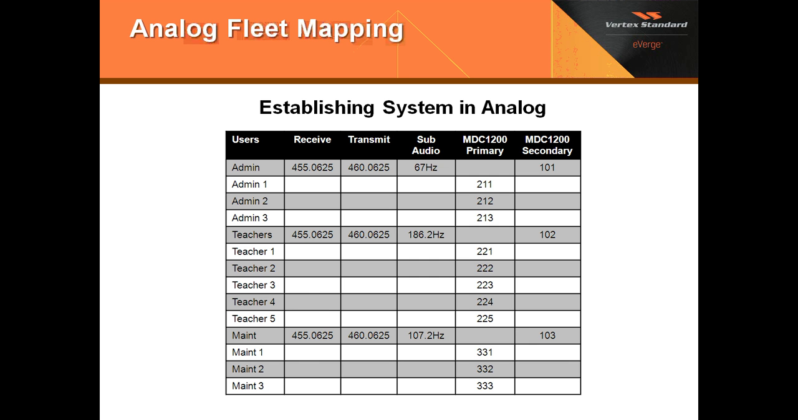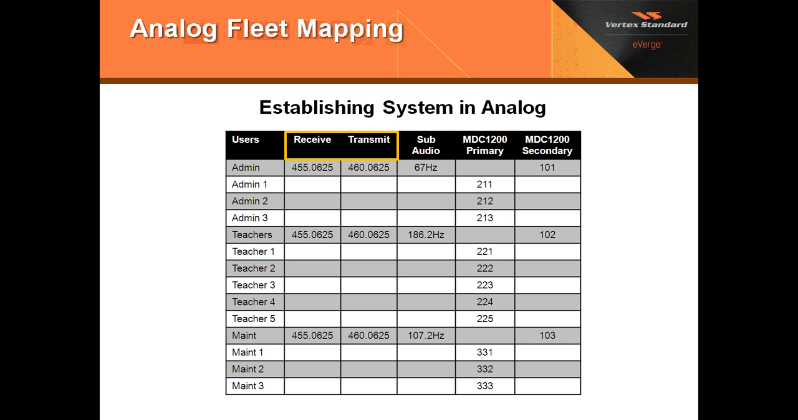Alright, now we'll go ahead and fleet map this. First off, we'll fleet map the users. We have them listed first by group and then by the individuals of that group. So our first group is admin, and we have admin 1, admin 2, admin 3, and so on for teachers and maintenance.